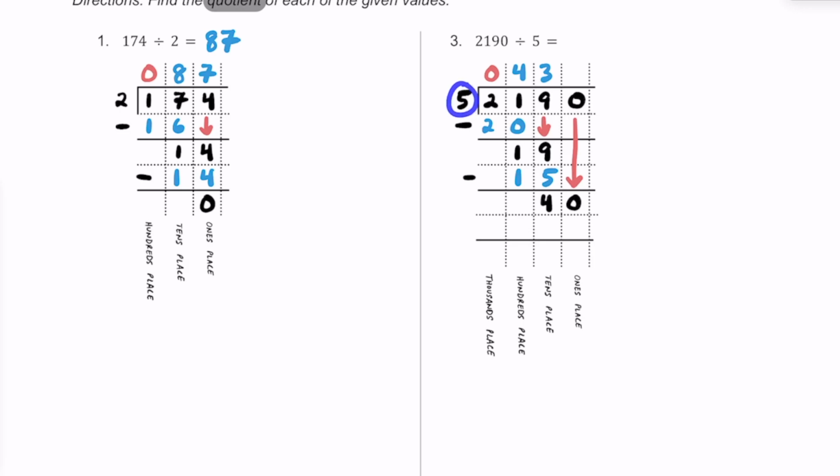So how many times does 5 fit into 40? Well, 5 times 8 is exactly 40. So that's the number we're looking for. Fits in 8 times. So let's take this 8 multiplied by 5. That's going to be 40. And you can see here this works out nicely because the remainder here is going to be 0. So our quotient is going to be 438. Turns out that 5 fits into 2,190 438 times.